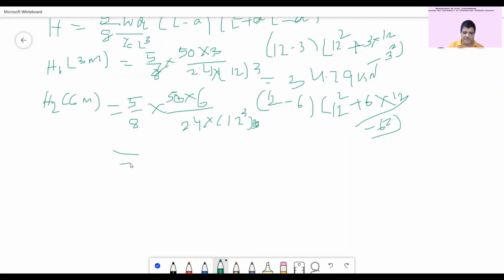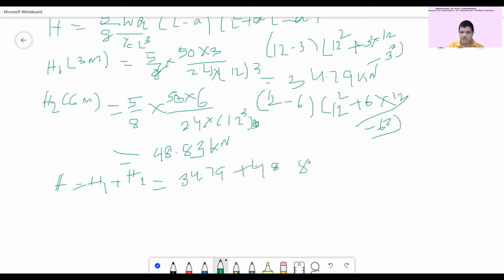So if you calculate this, it gives a value of 48.83 kilonewton. So the total value will be H is equal to H1 plus H2, which equals 34.79 plus 48.83, and the total value comes out to be 83.62 kilonewton. So that is the common value of horizontal thrust H for both cases.